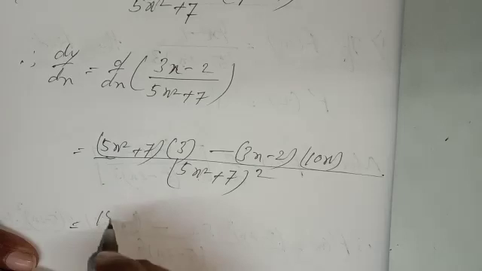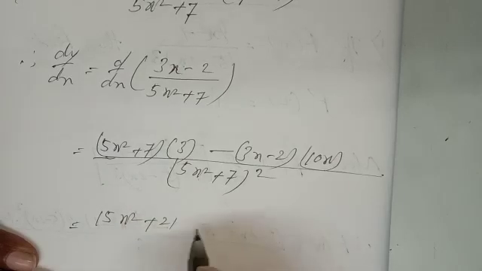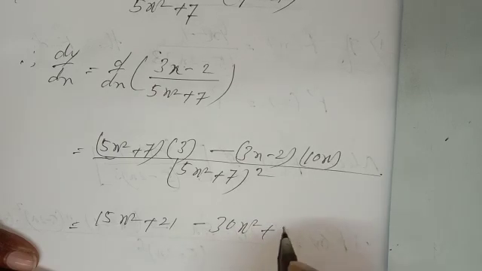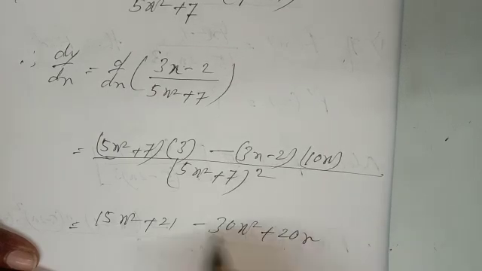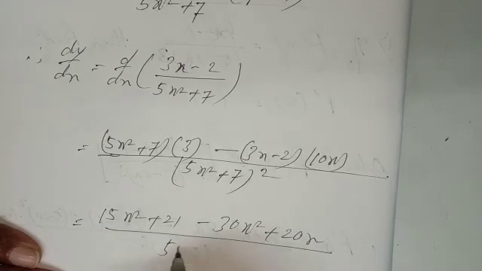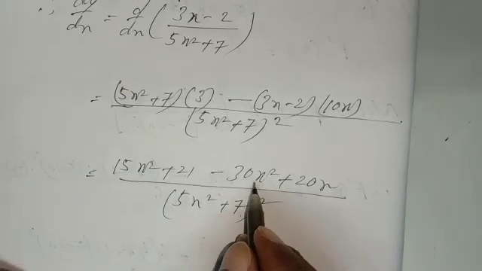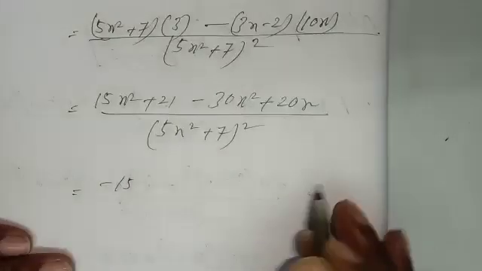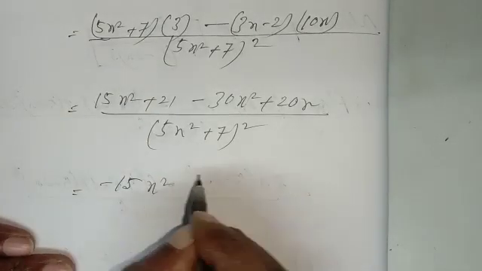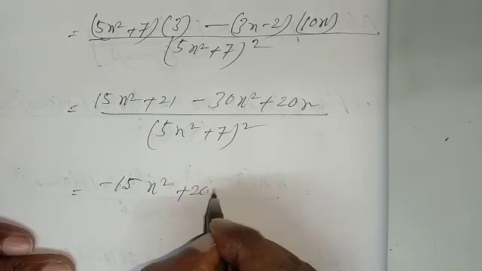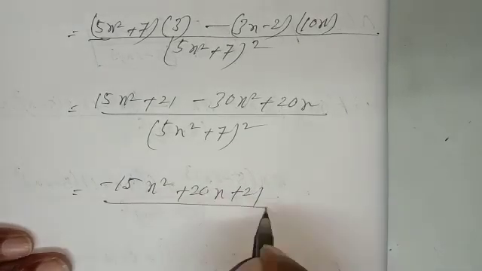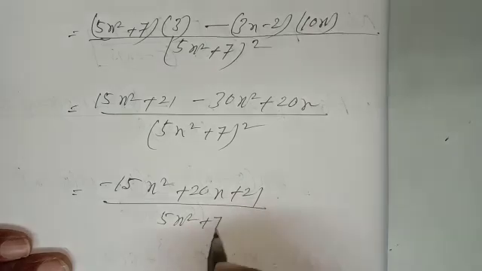Next you have to open the bracket. This will be 15x square plus 21 minus 30x square plus 20x. You have to simplify in a proper manner, and (5x square plus 7) whole square is the denominator. 15x square minus 30x square will be how much? Minus 15x square. So minus 15x square plus 20x plus 21, divided by (5x square plus 7) whole square.